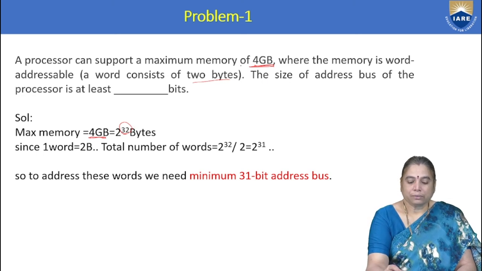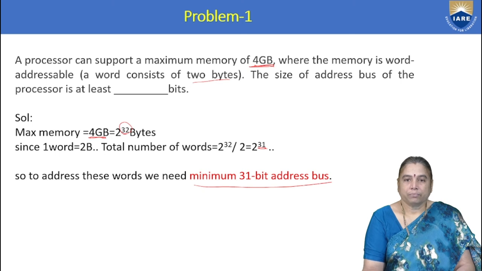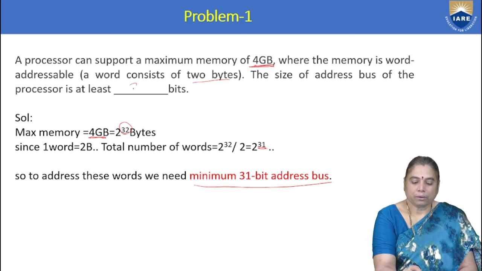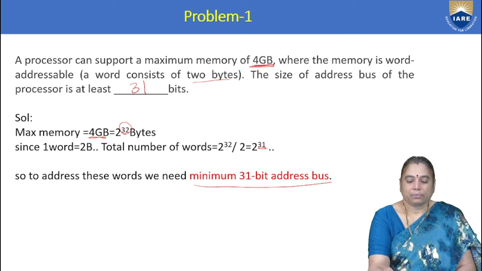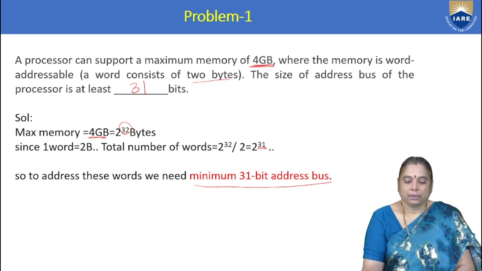Next, since one word consists of 2 bytes, the total number of words is 2 power 32, which is the maximum capacity, and each word has 2 bytes. So, 2 power 32 by 2 is 2 power 31. To address these words, we need a minimum 31-bit address bus. So, a minimum 31-bit address bus is needed to access the memory of maximum capacity of 4 GB, and it is a word addressable memory.